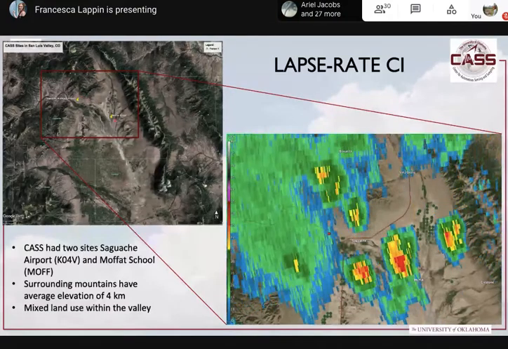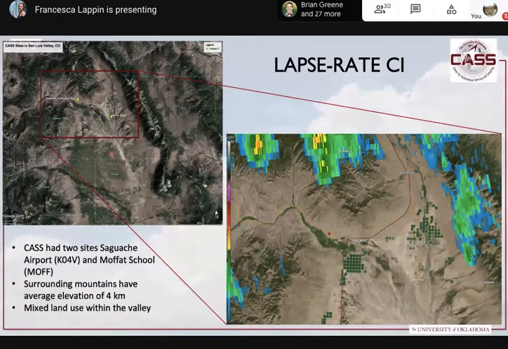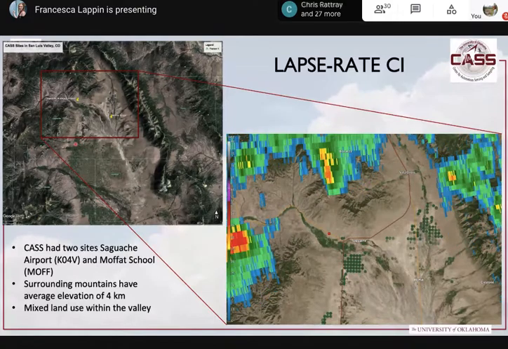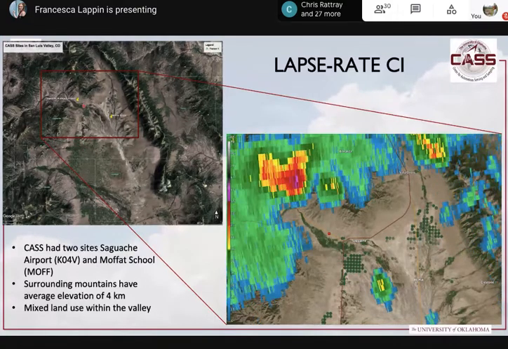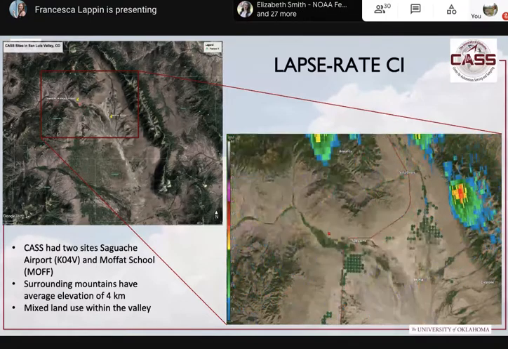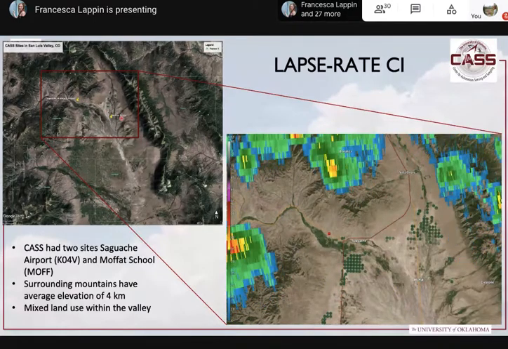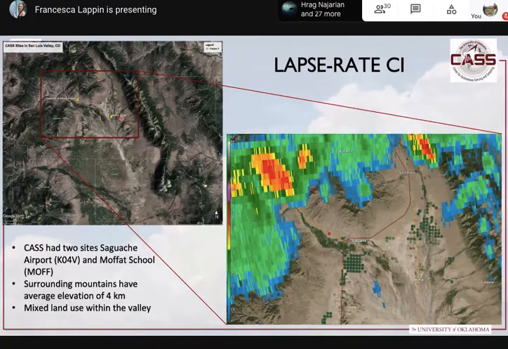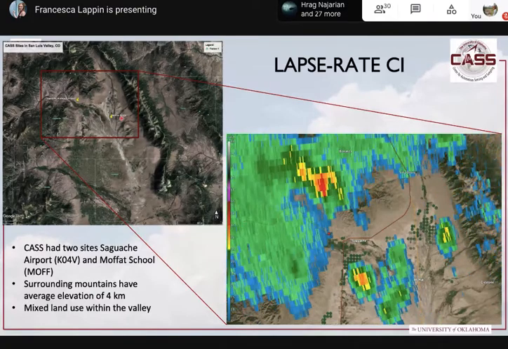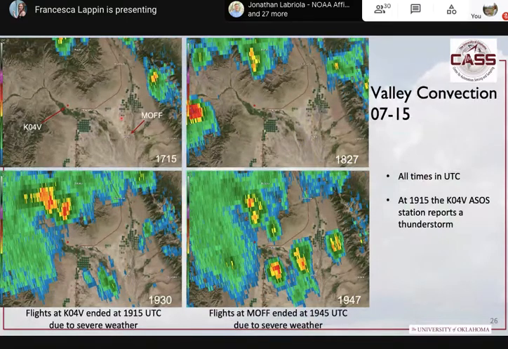We can see that it is a pretty arid land type in the center of the valley, but with dapplings of irrigated croplands in different parts of the valley. The 2 CASTS sites are the Sawash site, or KO4V for short, and then the Moffett School, or just MOF for short. So to slow down the radar loop, we're going to take a look at just a few of the key points throughout the campaign.